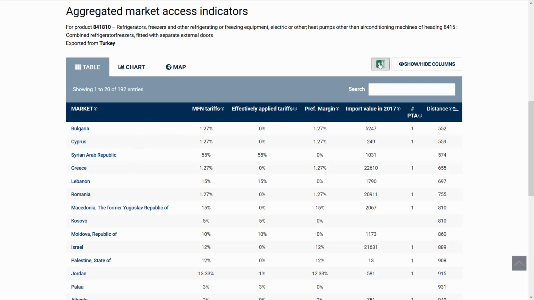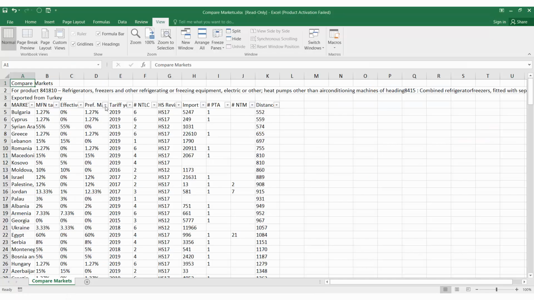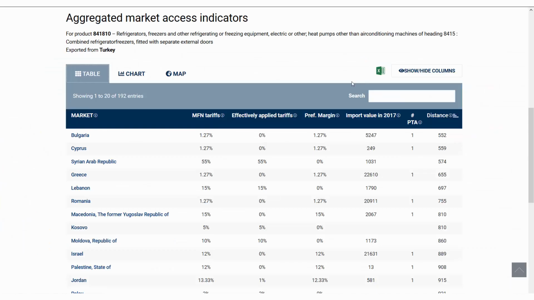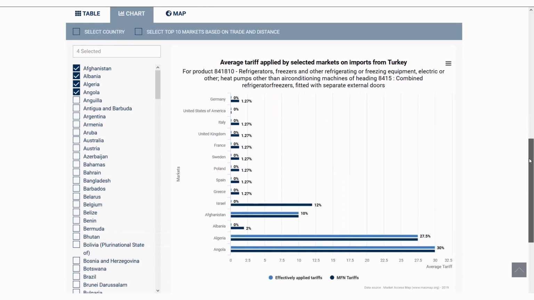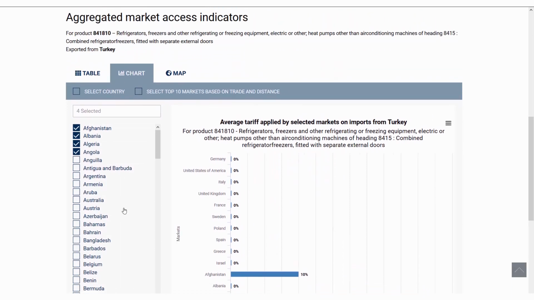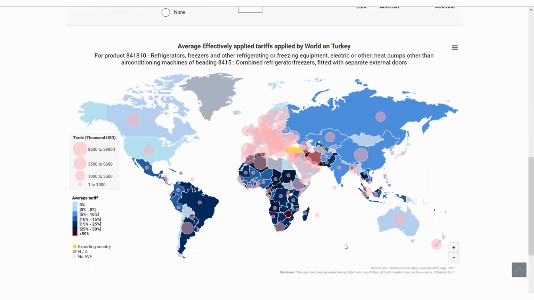The table can be exported into Excel, where a user can continue with the in-depth analysis. The user can proceed to generate a customized tariff chart. The user can finally visualize data in a map format.